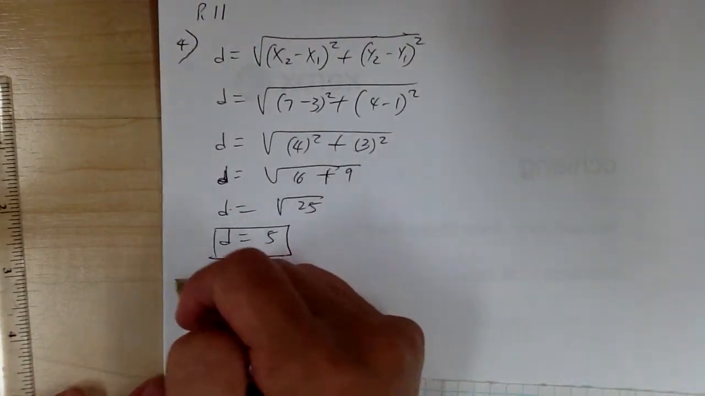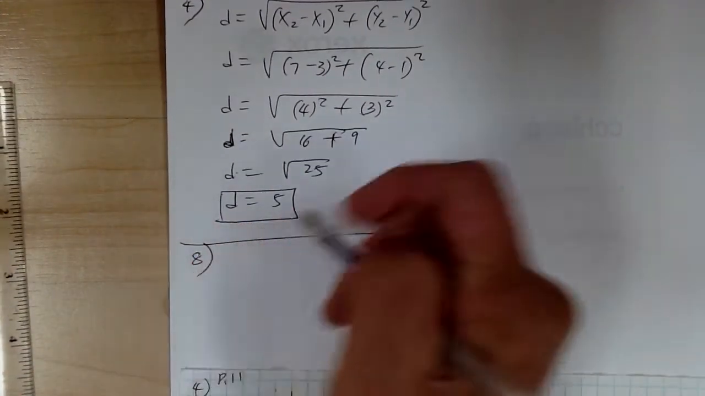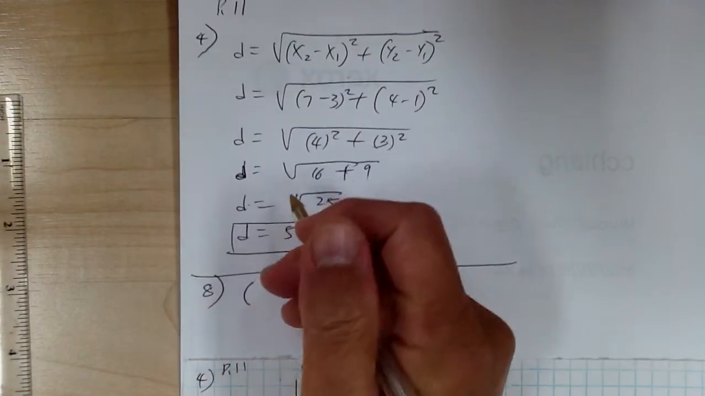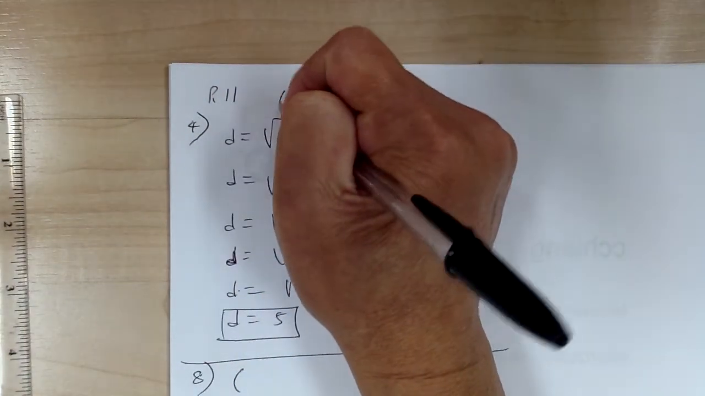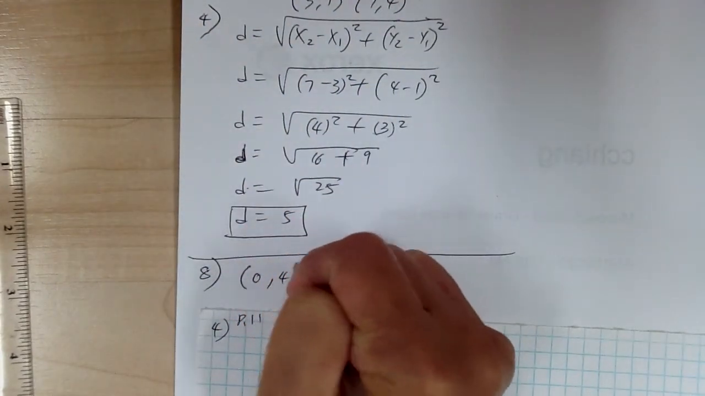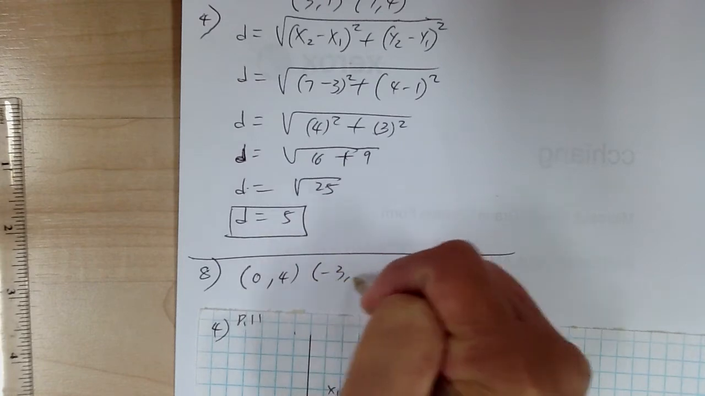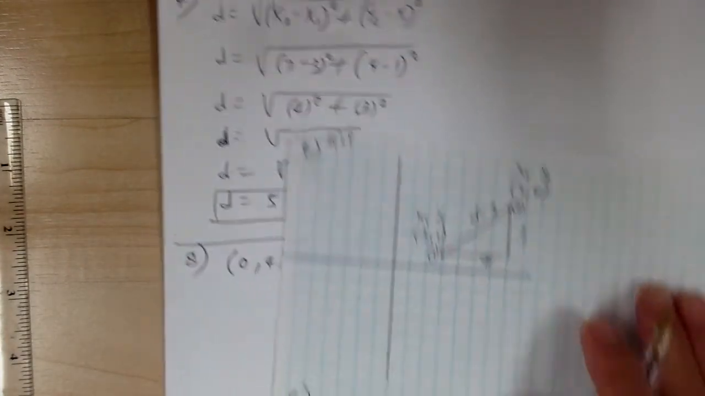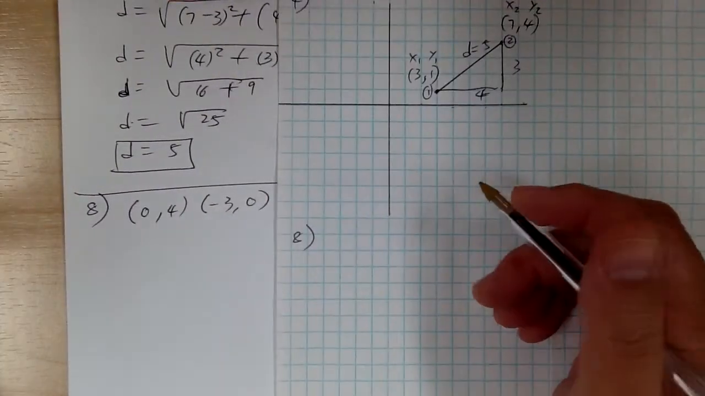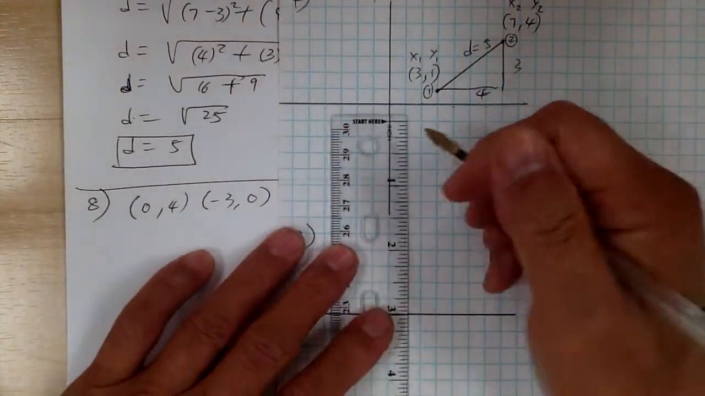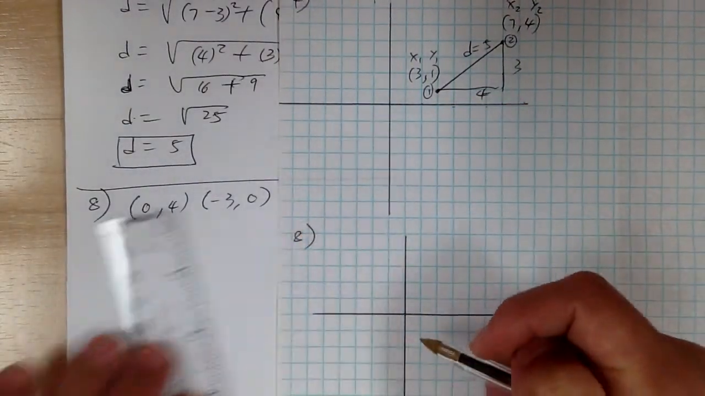Okay. Let's go to number 8. Number 8 is the same thing. You got the 2 points. Number 4 was (3, 1) and (7, 4). Number 8 is the same thing, so you got (0, 4) and (negative 3, 0). So again, first thing you need to do is plot the 2 points. Make sure you follow the instructions carefully and make sure you do all parts.